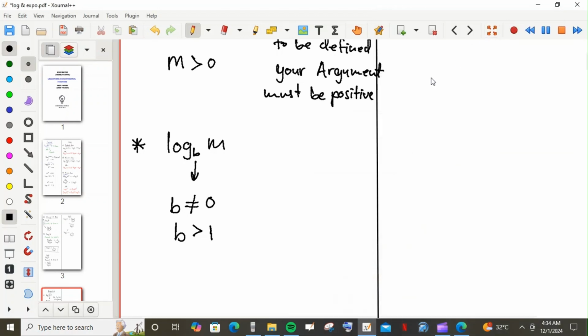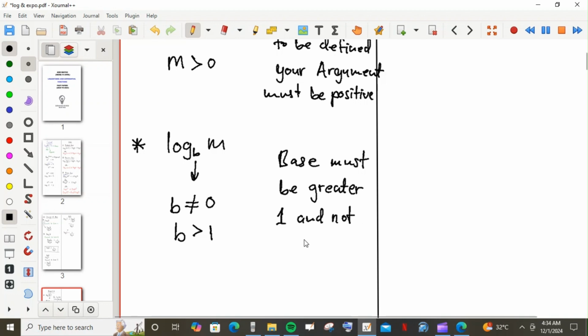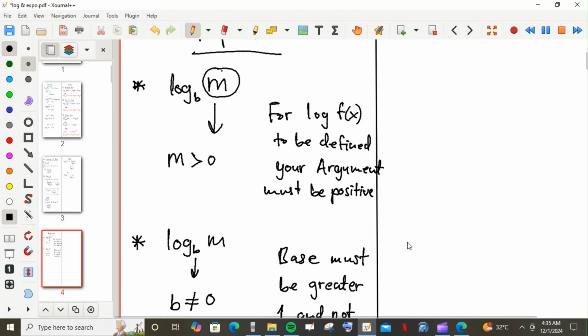So in other words, before you can solve your logarithm, your base must be greater than 1 and it must not be equal to 0. Other than that, you can't solve your logarithm.